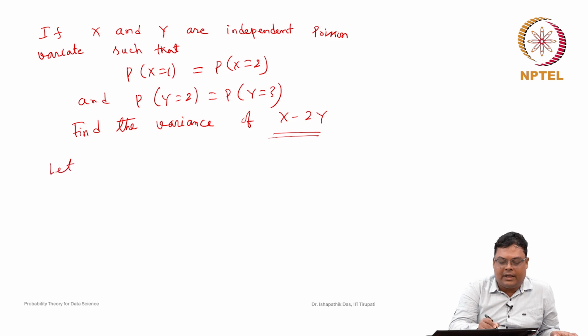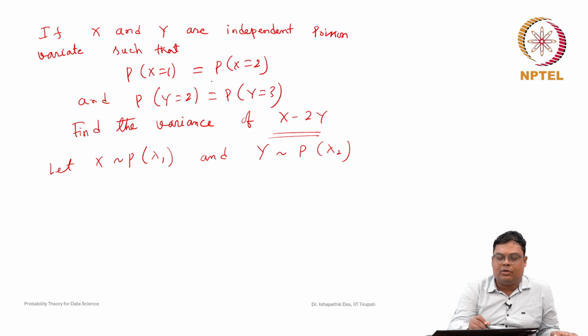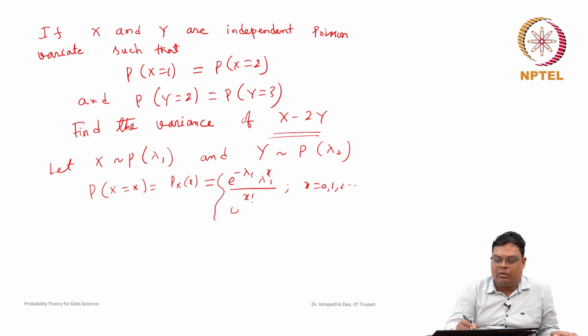So, let x be a Poisson random variable with parameter lambda 1, and y also have a Poisson distribution with parameter lambda 2. So, now it is given that the probability of x equal to 1 is equal to the probability of x equal to 2, so what will be the probability mass function? The probability that x is equal to small x is nothing but p(x), this is e to the power of minus lambda 1 times lambda 1 to the power x by x factorial, whenever x is 0, 1, 2, and so on, and 0 otherwise.